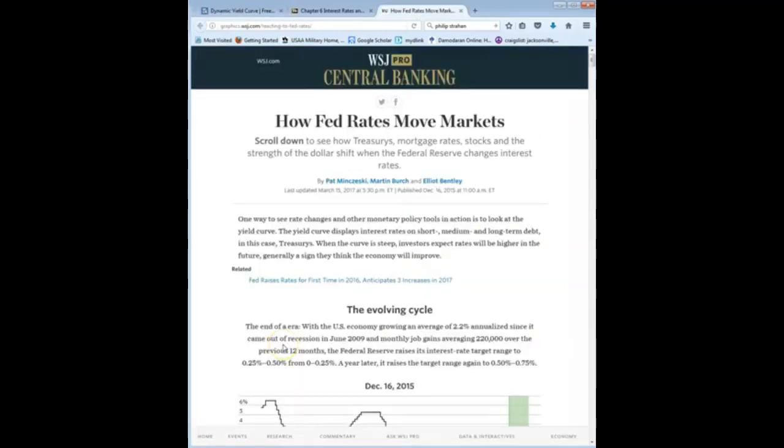I provided this link to this Wall Street Journal article. It's located in the Blackboard folder for the class. And the Wall Street Journal here is walking us through the latest round of Federal Reserve policy and the impact it had on markets. So again, as we previously discussed, one way to see rate changes and other monetary tools in action is to look at the yield curve.